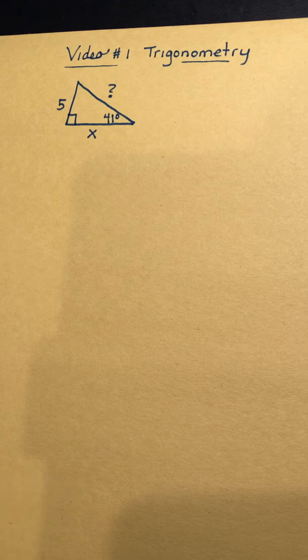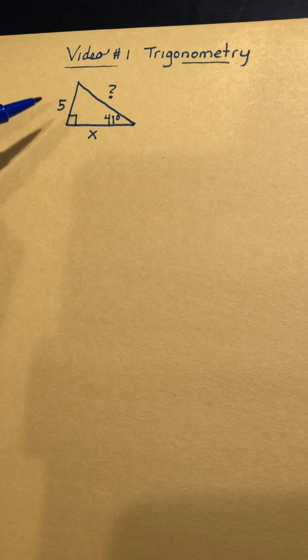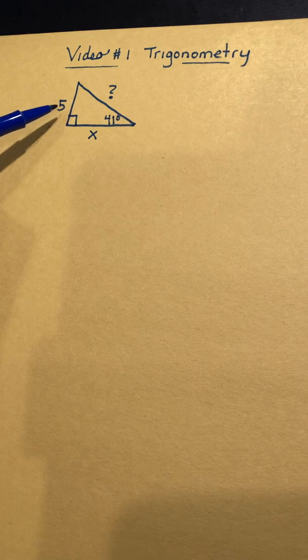Now you may be wondering, what on earth is trigonometry? Well, trigonometry is the measure of triangles. And the reason that we need to learn this concept is because we need to know what to do when we only have one side on a right triangle and we cannot use the Pythagorean theorem or the special right triangles that we just learned about.